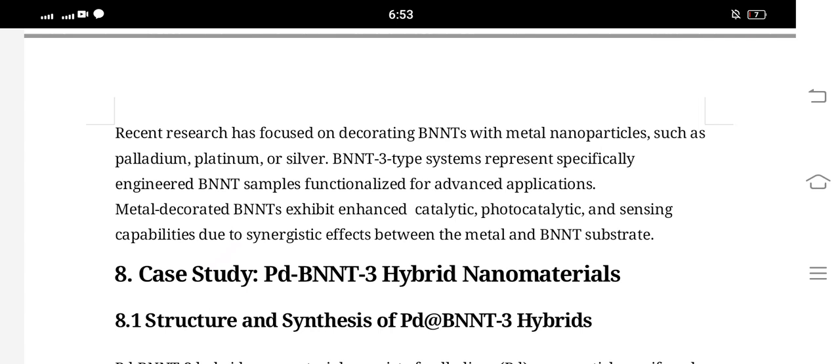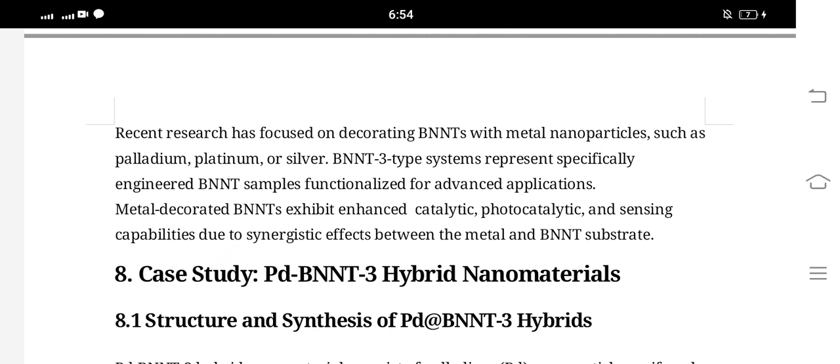The strong interaction between the metal nanoparticles and the boron nitride nanotube substrate prevents nanoparticle agglomeration and enhances stability. Metal decorated boron nitride nanotube systems exhibit synergistic effects where the combined properties of boron nitride nanotubes and metal result in superior catalytic, photocatalytic, and sensing performance. These materials are particularly promising for environmental remediation, energy conservation, and advanced nanotechnological applications.